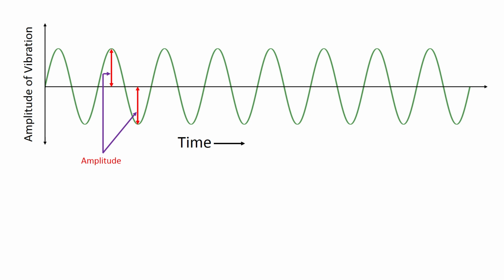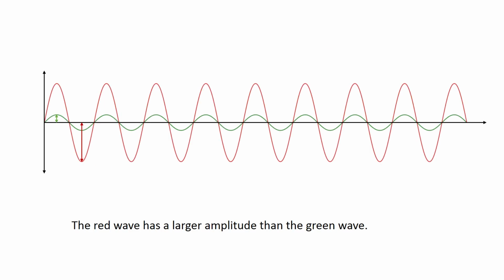Amplitude is the maximum displacement of the particles of the medium from the mean position. In this figure, you can see the amplitude marked. In this figure, you can see that the red wave has a higher amplitude than the green wave. So, greater the maximum displacement, greater is the amplitude.